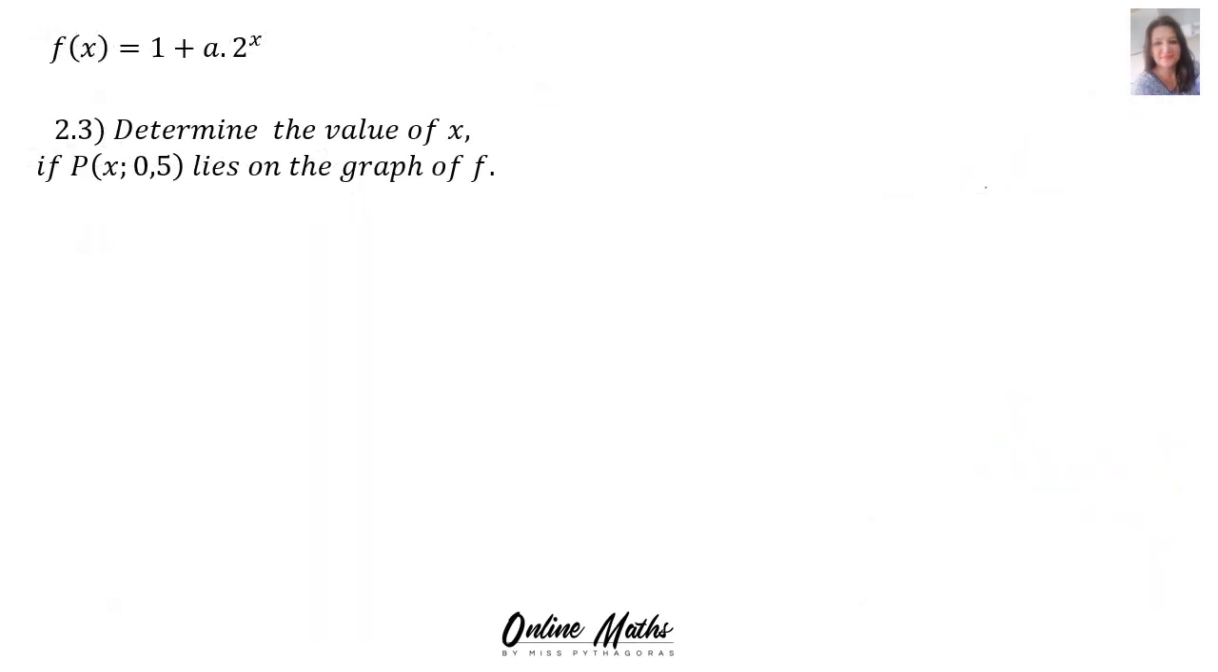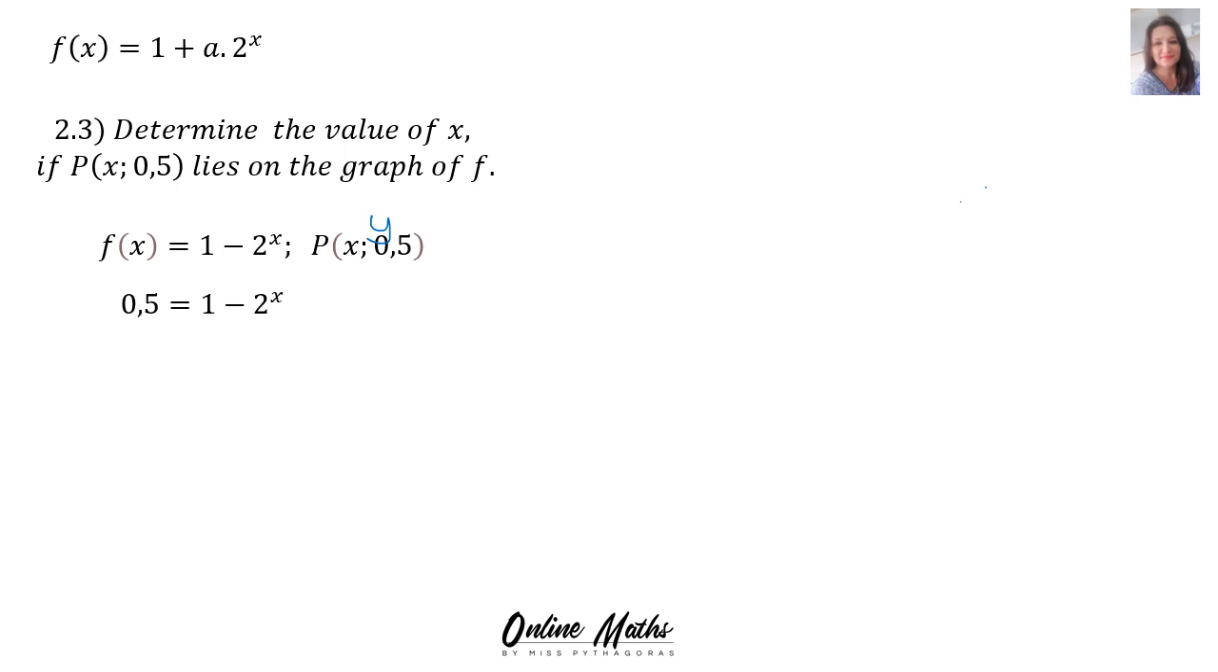2.3. Determine the value of x if P, the point (x; 0.5), lies on the graph of f. So what this means, there's your graph of f, your equation for the graph, and that means in y's place, you're going to substitute 0.5, and that is f of x. Therefore, 0.5 is equal to 1 minus 2 to the x.